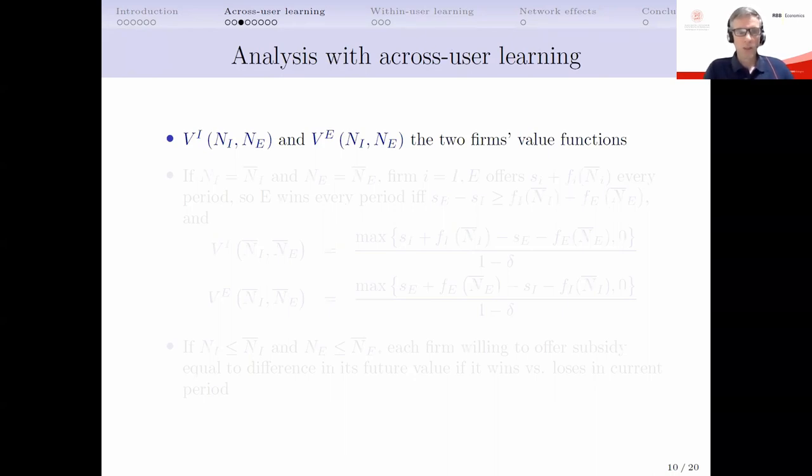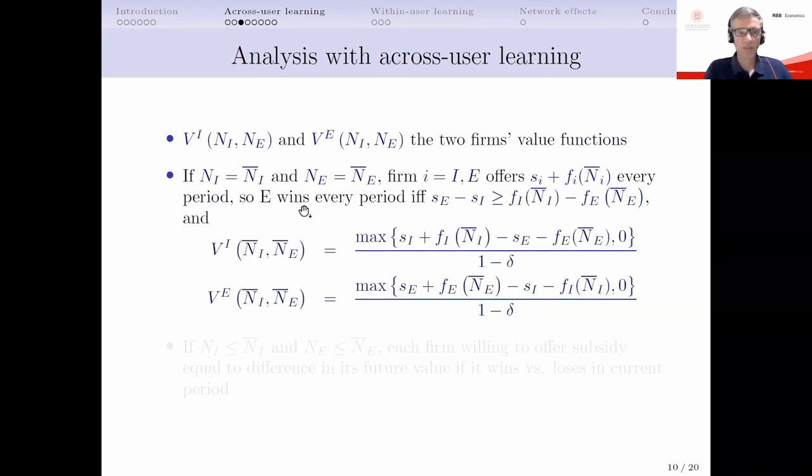Okay, so now we want to think about the value functions of the firm, the present discounted value of profit. And the state is going to be NI and NE, which is the measure of past consumers that I has and the measure of past consumers that E has. Or I like to say the amount of data that I has accumulated and the amount of data that E has accumulated.